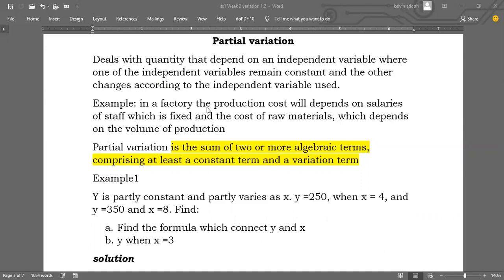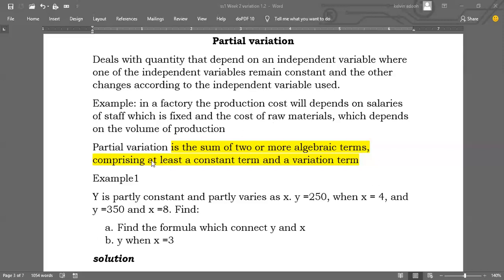In a factory, the production cost or cost of production of any item, say maybe your laptop or a cell phone, just take any item. Now the cost of production depends on the salaries of the staff, which is always fixed. Clear? And the cost of raw materials, which depends on the volume of production. You know that. So the production cost of any item depends on the salaries of the staff, which is always fixed, and the cost of the raw materials. And the cost of the raw materials will depend on the volume you are producing. You get the point? So that is a typical example of partial variation.